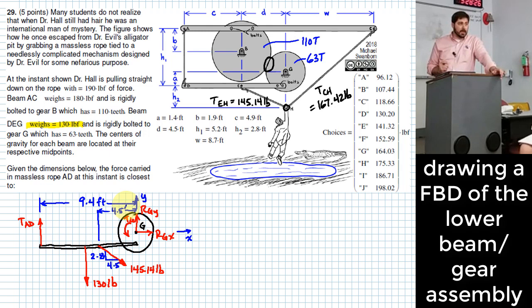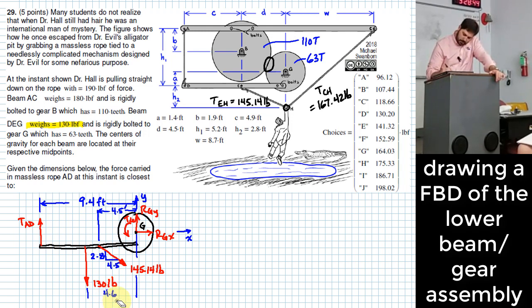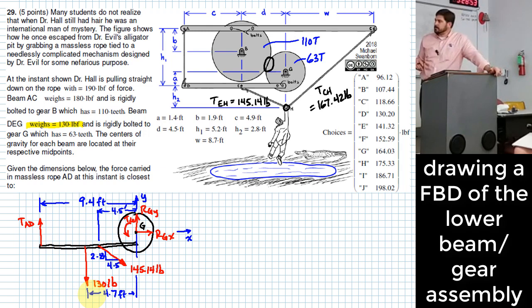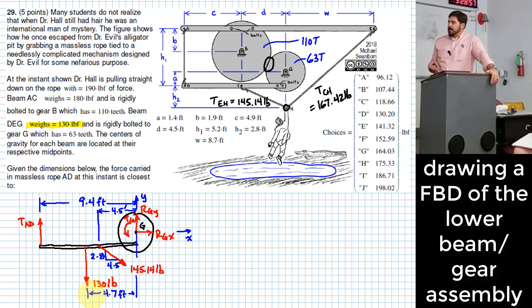To the midpoint, okay? And the midpoint is just half of 9.4 feet, right? I'll put that one down here. Maybe something like this. Okay, so what's half of 9.4? 4.6? No, 4.7. 4.7 feet. Okay, so far so good.